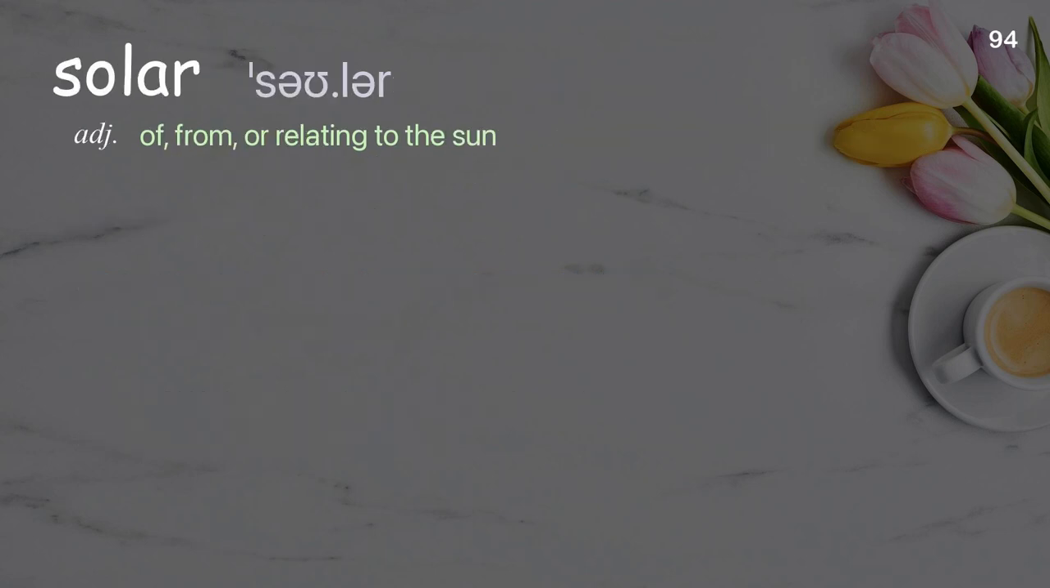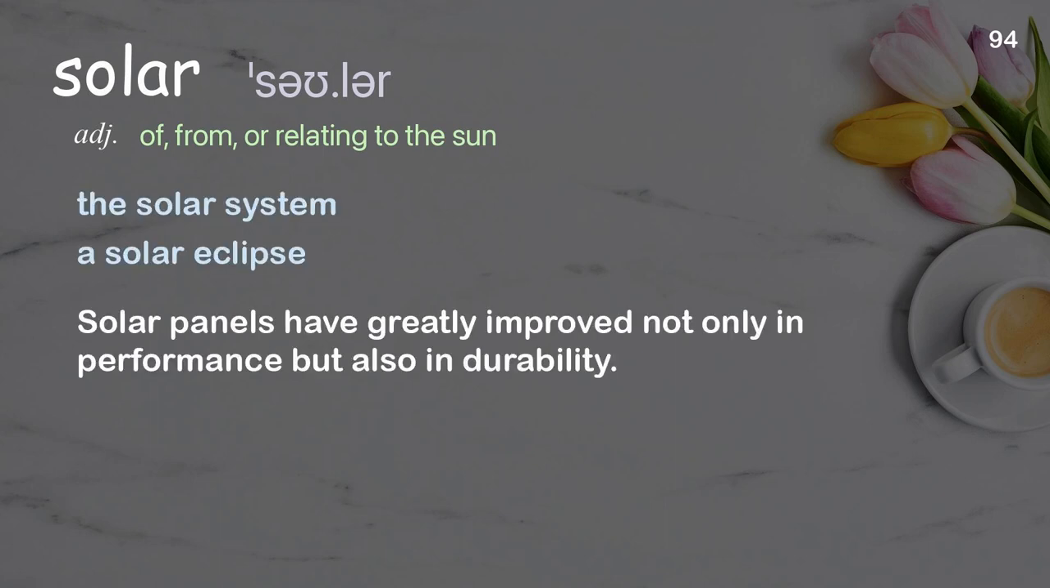Solar: of, from, or relating to the sun. Examples: The solar system. A solar eclipse. Solar panels have greatly improved not only in performance, but also in durability.